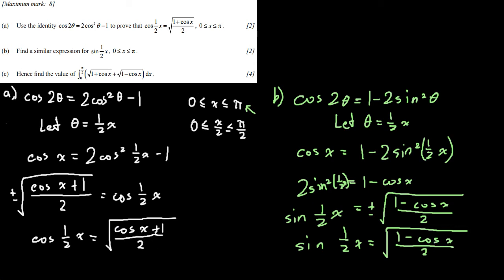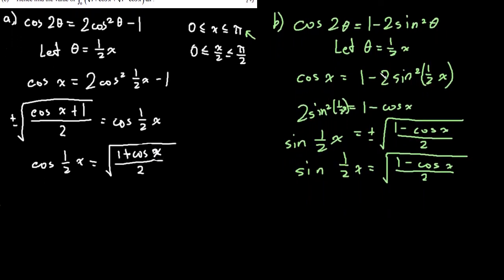And also, actually, for A, I should put it in the same form that it's given in the question. So instead of cos of x plus 1, I'm just going to quickly change that to 1 plus cos of x. It's the same thing, it's just a bit nicer if it's in the same form.